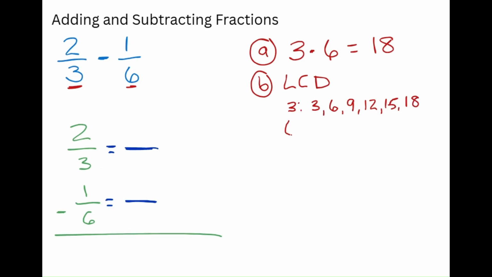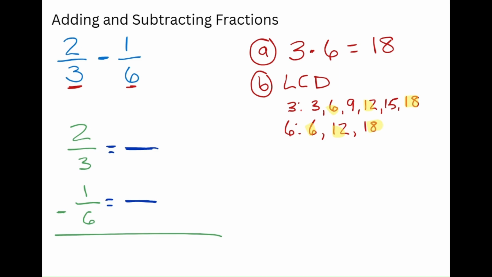Then I could do the same thing for 6, right? So 6 times 1, 6 times 2, 6 times 3. And you can very easily see that we have 18 in common, but we also have 12 in common, and we even have 6 in common. So I always like to go with the lowest number possible here because that means I don't have to do any work to get it in lowest terms later on.